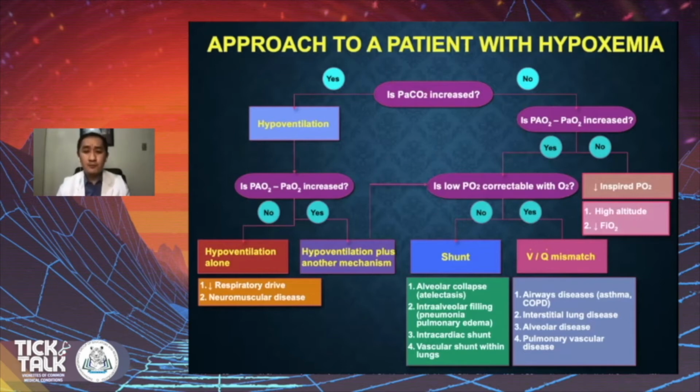Then check if your PO2 is correctable with O2. If not, you're entertaining a shunt disorder, and these are the following possible causes of shunt disorder. And if your PO2 is correctable with O2, then you are entertaining a VQ mismatch. And these are the following diseases that can cause hypoxemia of this patient.